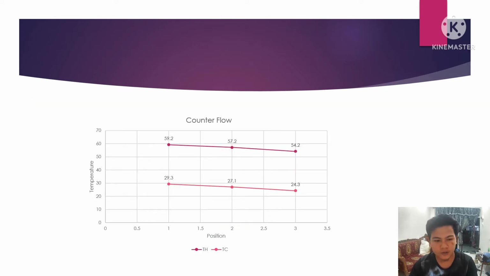The second chart is about the counter flow. The hot water temperature we get here is 59.2 Celsius at position 1, and the temperature drops to 57.2 at position 2, and the water temperature drops to 54.2 at position 3. For the cold water temperature, we get here 29.3 Celsius at position 1, and the temperature drops to 27.1 at position 2. Lastly, 24.3 Celsius at position 3.